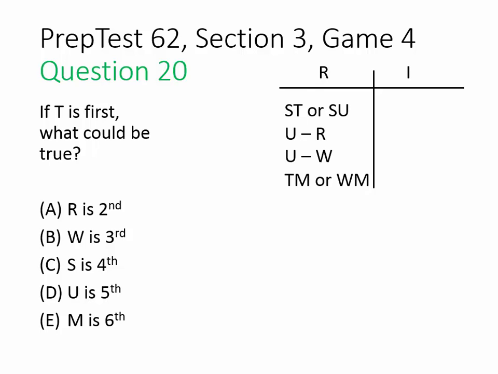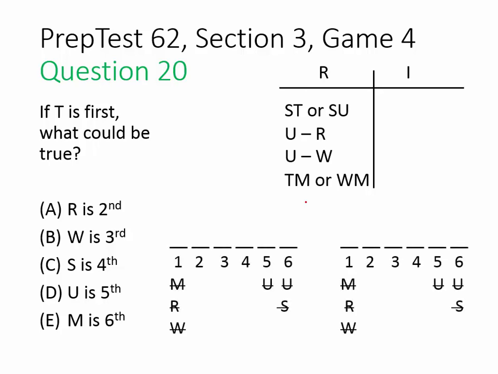We are on Prep Test 62, working on Logic Game 4, and we're on question number 20. The question is, if T is first, what could be true? So we've got our rules and inferences up here, and we're going to bring up a couple of our master diagrams here to try out some different options.